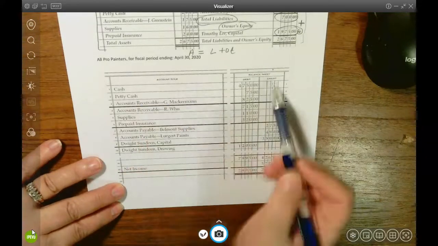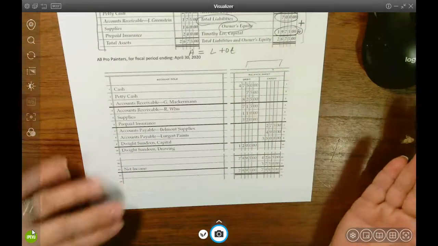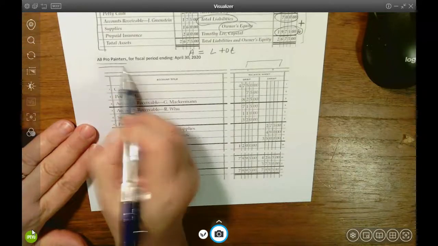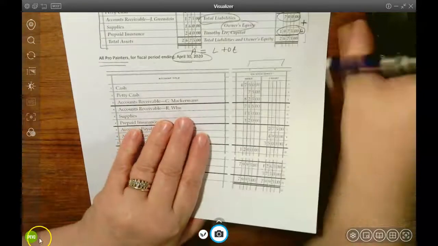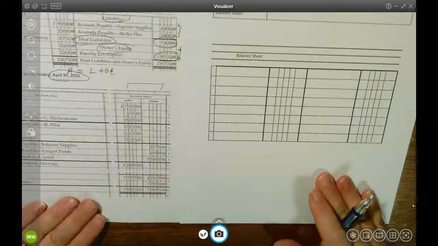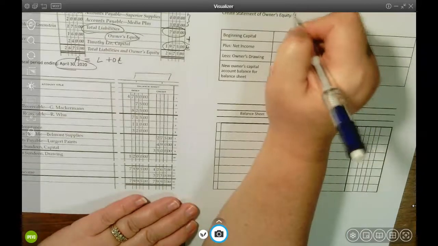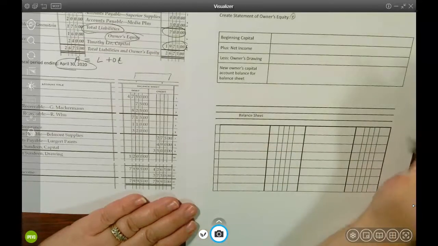We are going to look at the worksheet. I've just put the balance sheet section in because that's all we're going to work with right now. We are doing it for All Pro Painters. That's the name of the business, for fiscal period ending April 30th. So I want you to rip your pages apart if they are stapled together. We are going to have this side by side. And then near the end, I'm going to explain to you what a statement of owner's equity is and how it relates to the balance sheet.